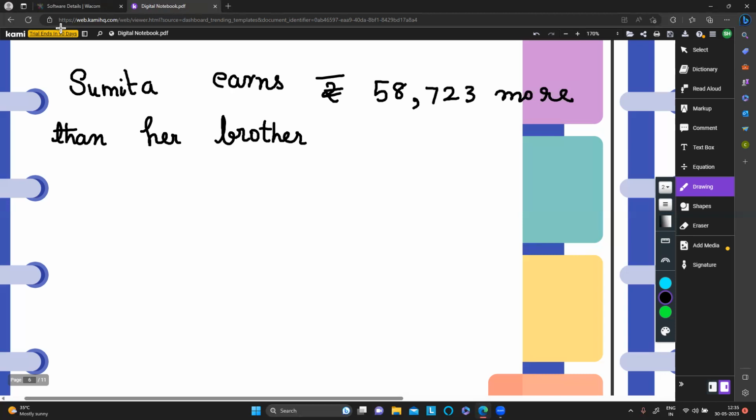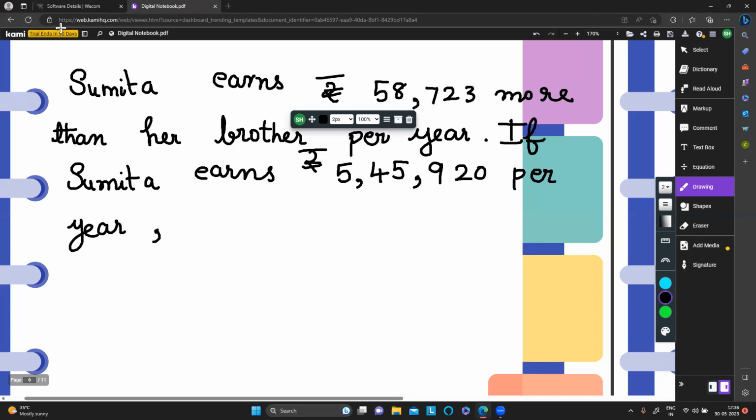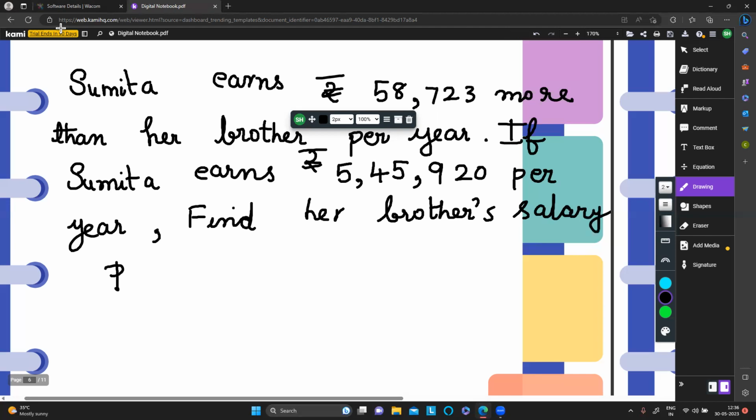Okay, so let's take it as per year. Okay, if Sumita earns rupees 5,45,920 per year, find her brother's salary. Find her brother's salary per year.